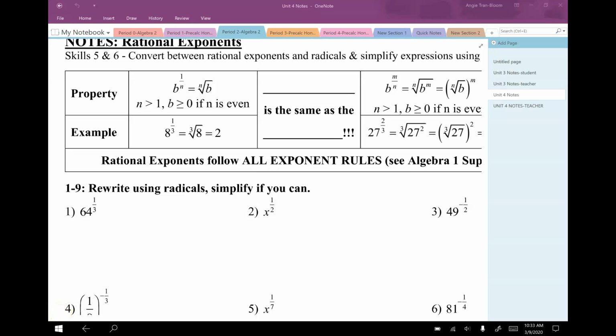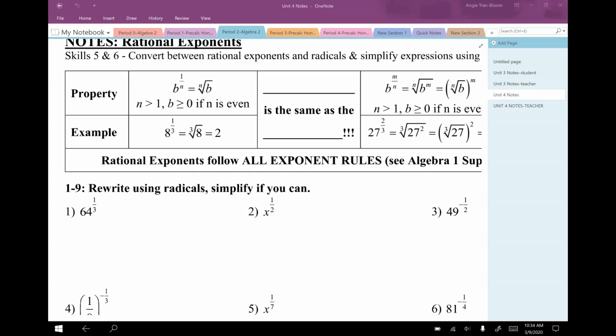The denominator in your rational exponent is now the index. Would you agree that the b value has a numerator of 1? Under the radical, the b still has a power of 1. An example is 8 raised to the 1/3 power. Some of you can do this, and some of you would need a calculator. If we rewrite it in radical form, what's the index?